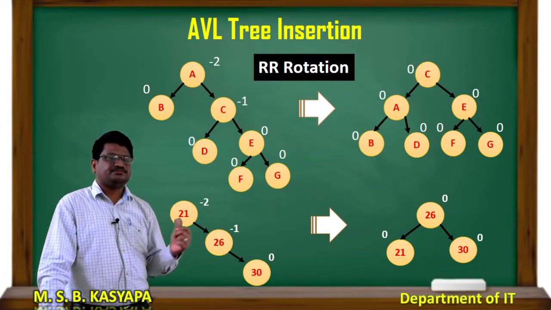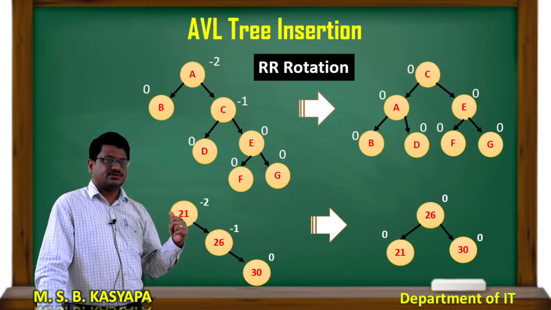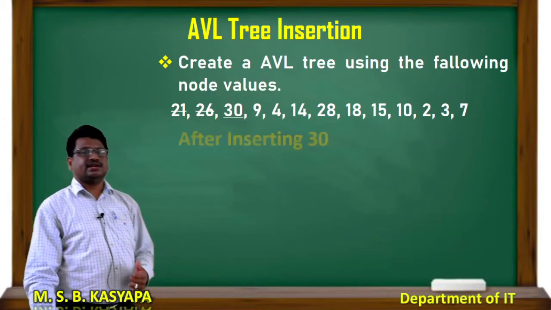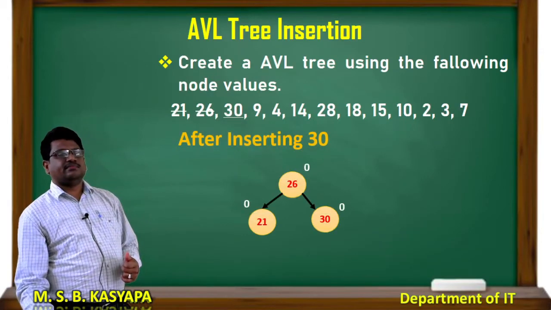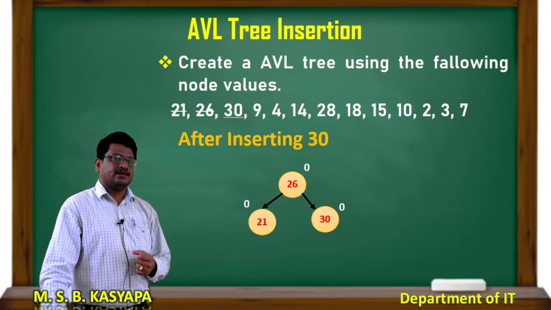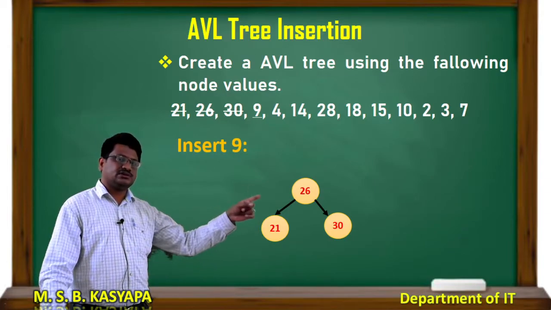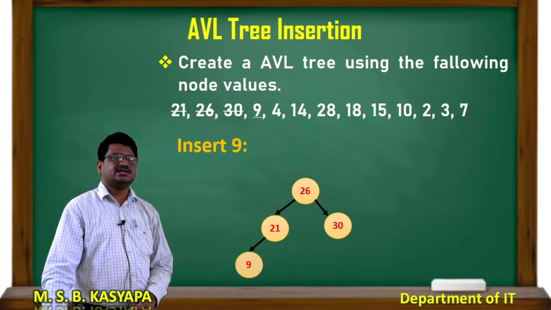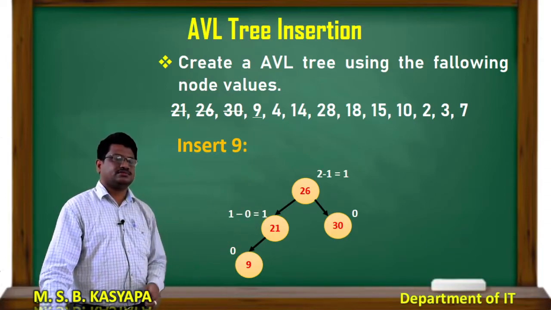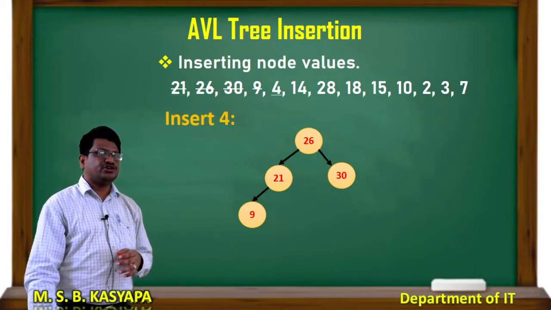So here 26 is the root node, 21 will become the left child, and 30 will become the right child. After inserting 30, my tree is like this. Now I want to insert 9. 9 is less than 26 and less than 21, so I can insert it here. If you see the balance factors, 0, 1, 1, 0. Very good, it is an AVL tree. I can proceed. Now I am going to 4.